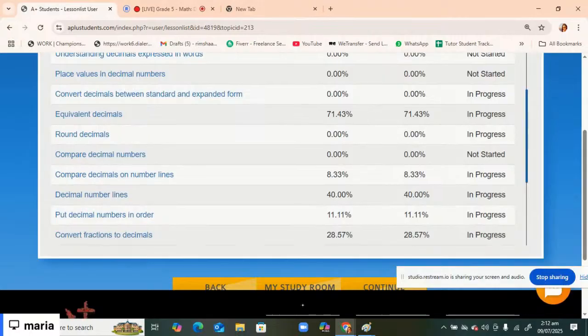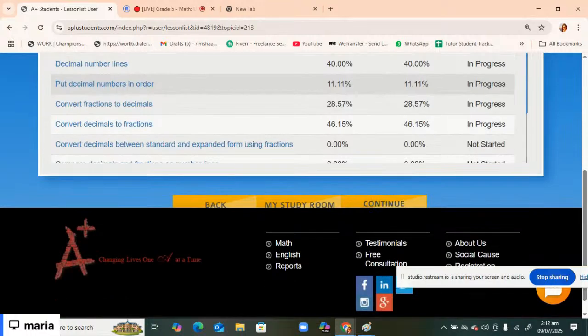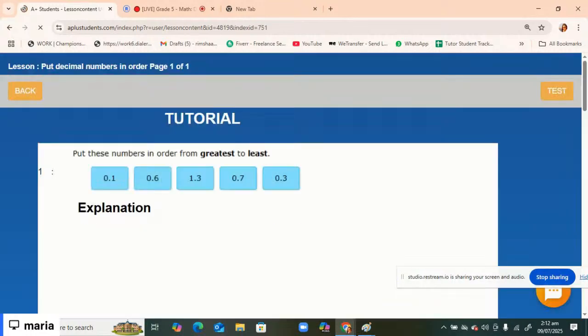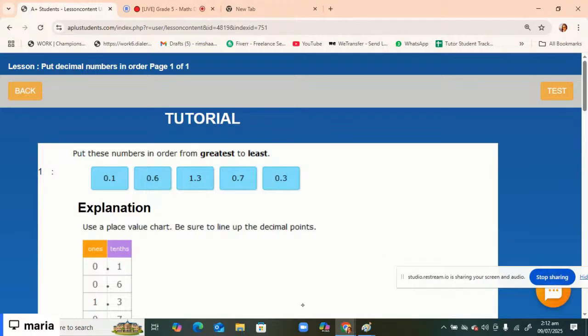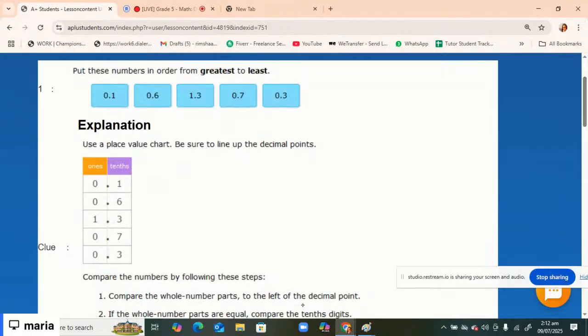So our next lesson is decimal number 9 is done. Put decimal numbers in order. So let's go with it. Now here they are saying that put these numbers in order from greatest to least.